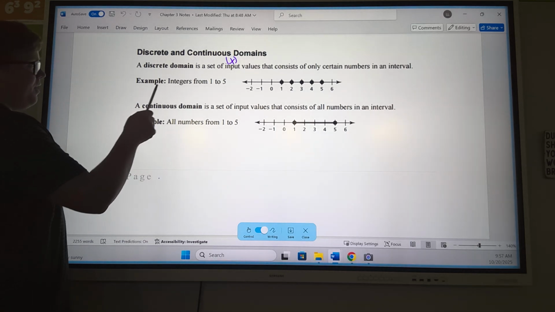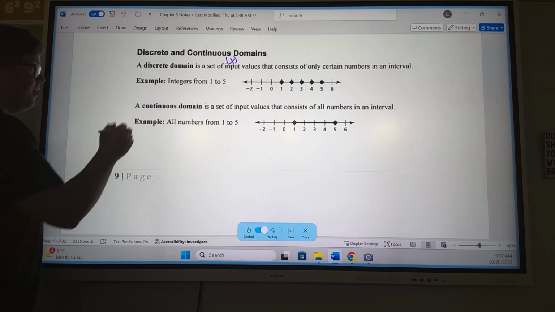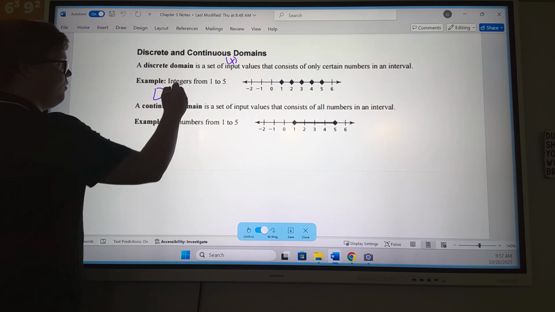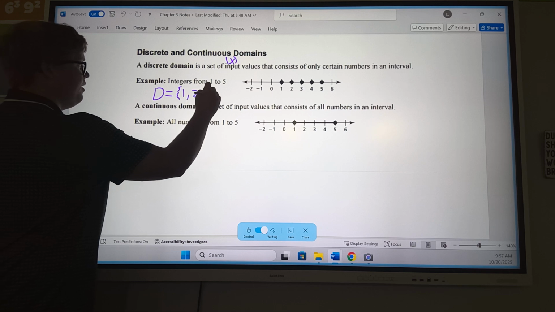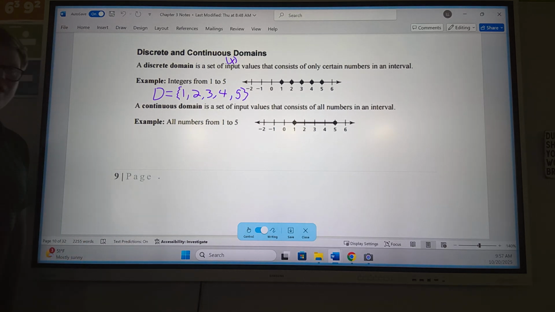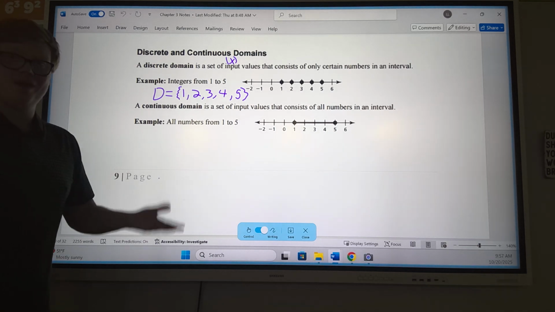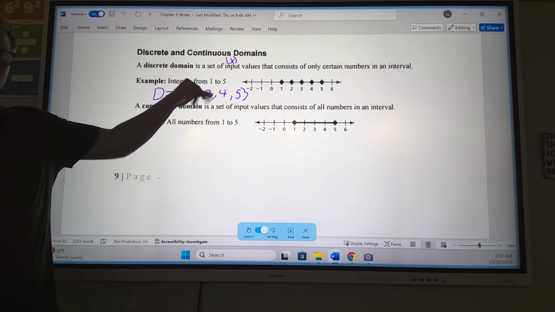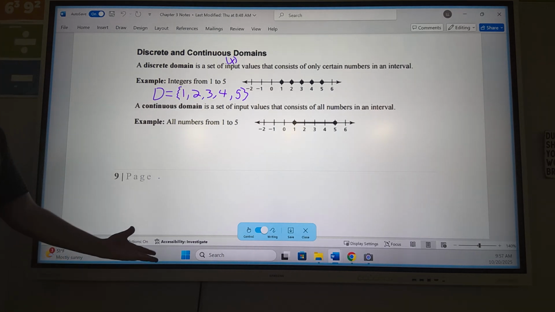So our domain for a discrete domain is 1, 2, 3, 4, and 5. Pretty simple, right? We've been doing discrete domains for the past couple days. So when we find that domain, it's just the numbers 1, 2, 3, 4, 5. That is what a discrete domain is. That's what we've been working with.